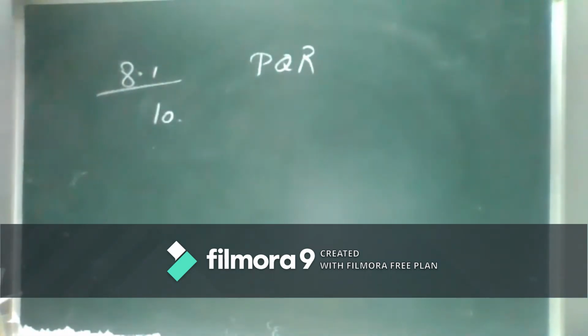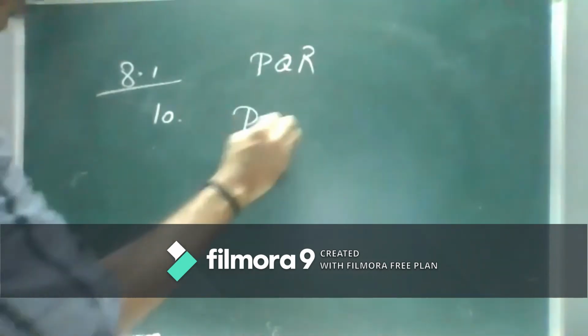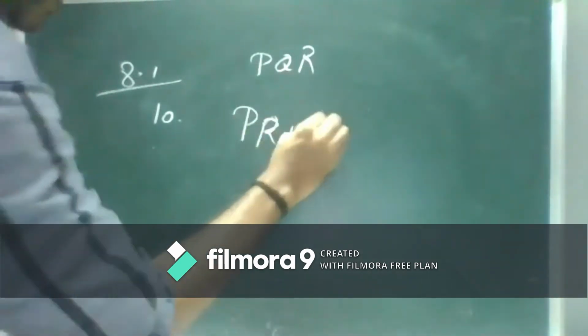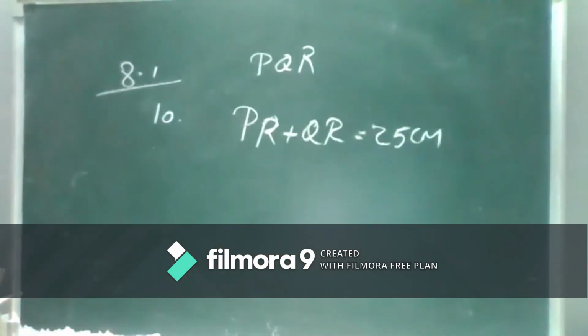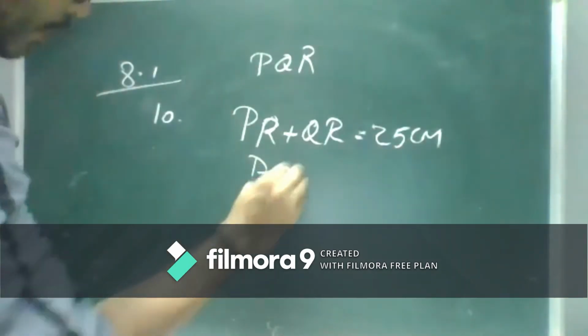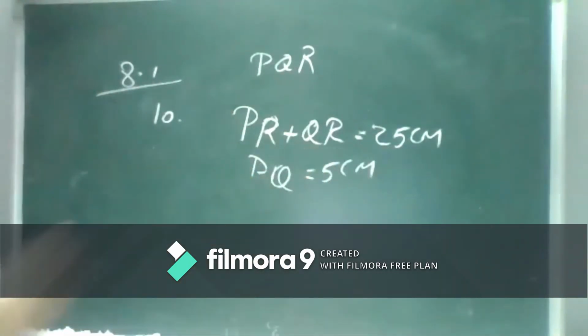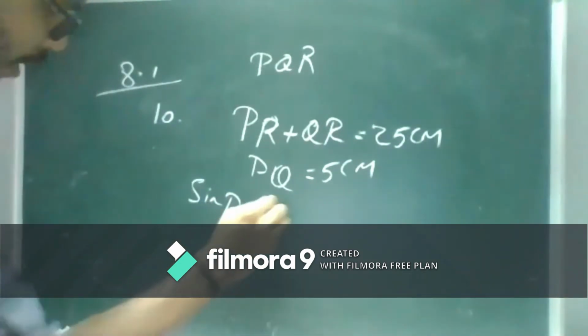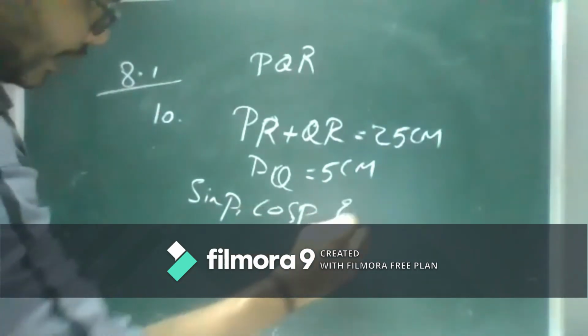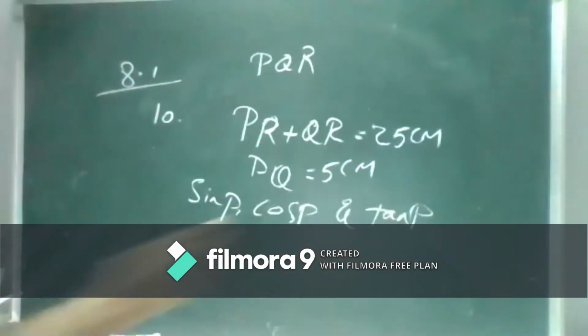The question is: in a triangle PQR, right angled at Q, PR plus QR is 25 centimeters and PQ is equal to 5 centimeters. Determine the value of sin P, cos P and tan P. So this is your question.